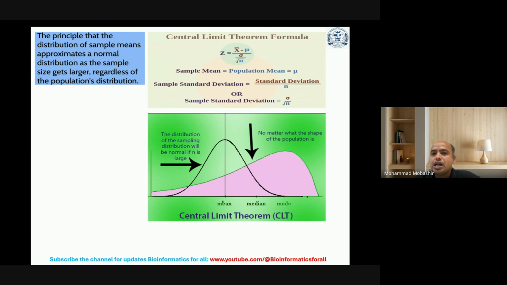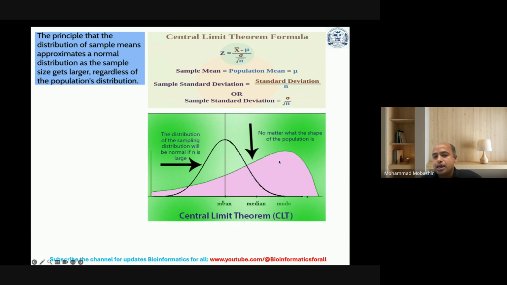If you want to write the same thing, it could be written in another way, that is sigma upon square root of n. That is what you are seeing here. Now, in the central limit theorem, the sampling distribution will be normal if n is large. That is what you are seeing here, no matter what the shape of the population is.